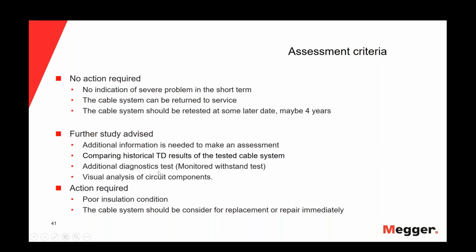We can also do additional diagnostic tests, for instance, a monitored withstand test, or we can do a visual inspection of the cable to see if we have, for instance, wet splices or wet terminations. The last one is action required. If the assessment criteria is action required, it means that we have a really poor insulation condition and the cable system should be considered for replacement or repair immediately.